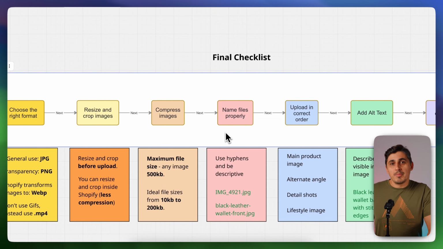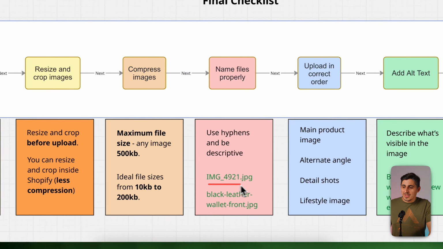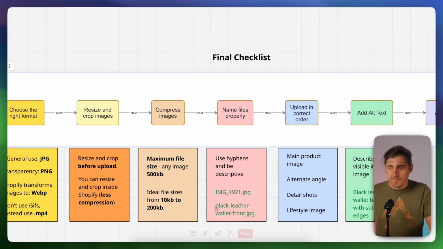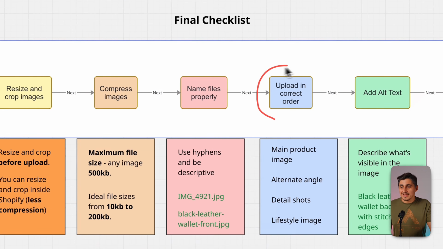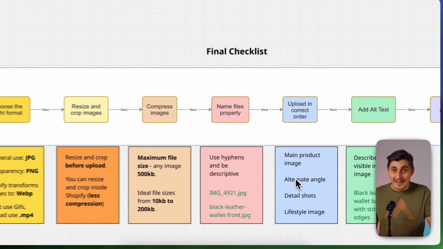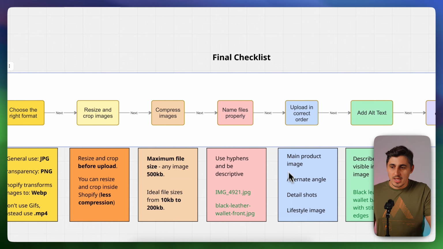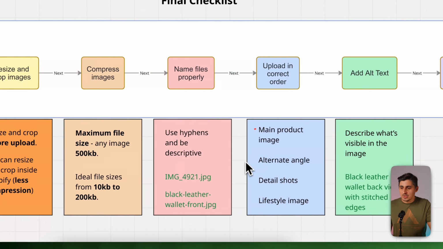Then, whenever we upload images, we should firstly name them properly. We should not upload images with random names like this one. We should describe what's in the image so that Google can categorize that image correctly. After naming your files, you can go and you can upload them to your Shopify store and reorder them so that you answer your customers' questions. Usually you have the main image, you have an alternate angle, then detailed shots and lifestyle images.